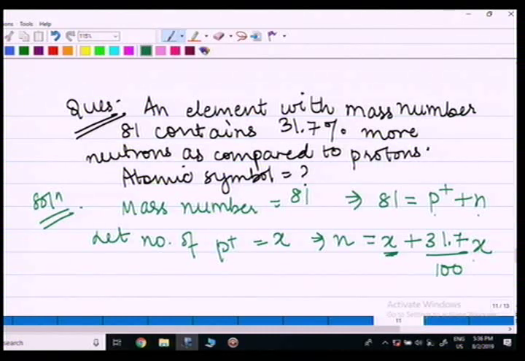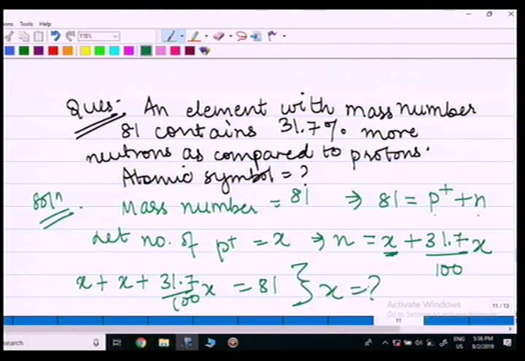I hope you understood this. This is basically just forming a simple linear equation, which you must have studied. So now all that we need to do is put in our values: number of protons plus number of neutrons should be equal to 81. Solve this equation for x.